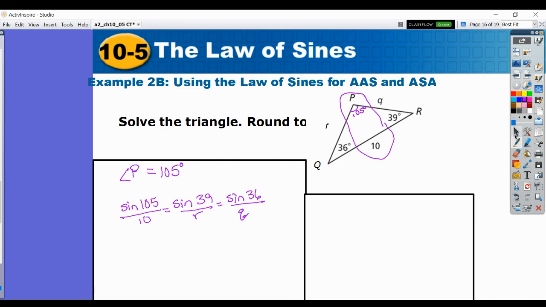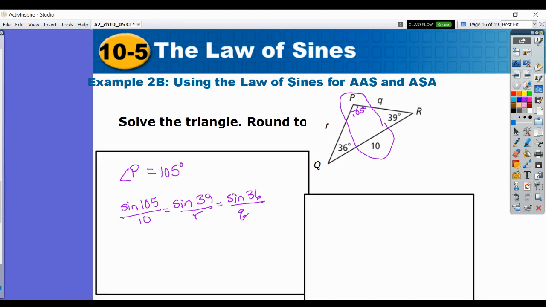Now, if I had a hand, I would cover up part of this, like I would cover this up and just focus on this first part of the proportion and cross multiply and solve there. So let's do that first and solve for little r. So to solve for little r, we do 10 times sine 39, close parenthesis, divided by sine of 105. That will give me little r. Little r is 6.5 rounded to the nearest 10th.